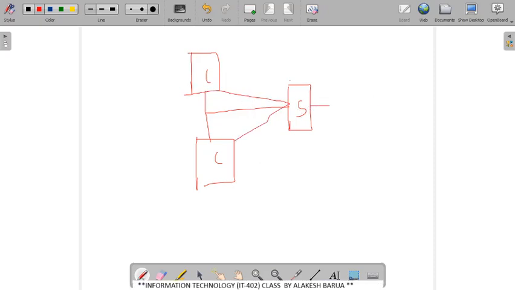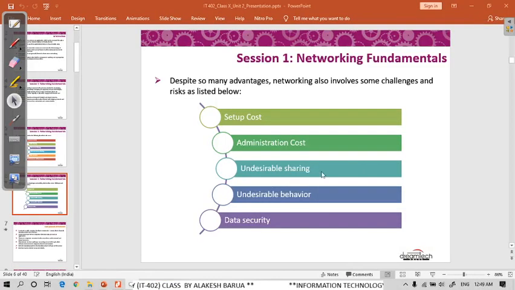So if some other person wants to see that data, all he needs to do is log on to this computer. Since the data is shared among these three computers, and this computer also has a copy of the data, he need not see the data here or here. He can just log into this computer and see the data. So even if you don't want to share that data, networking increases the risk of sharing of data. So undesirable sharing of data can happen if computers are in a network.